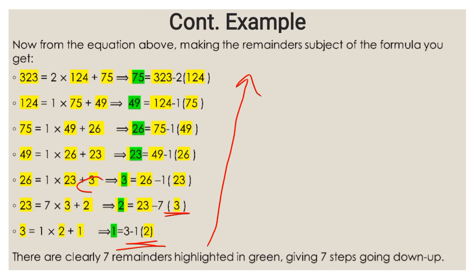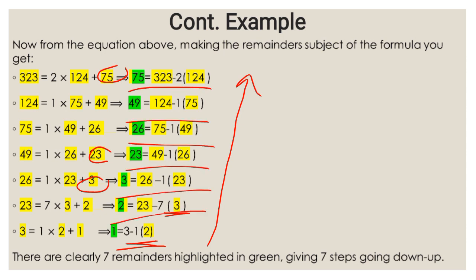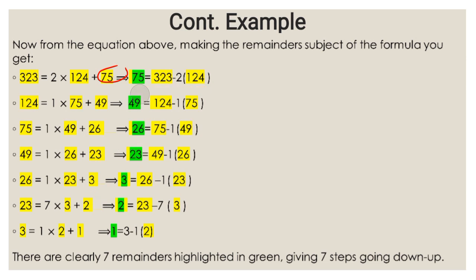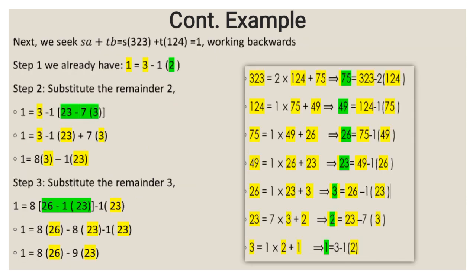I made this also the subject of the formula. I did the same for each one of them till I got to this one, making them subject of the formula, working backwards. You see that? So I want you to carefully note that and remember to do that, because that's what you will be working with. So you keep this aside and we would use it shortly. Our target again is to find the sum for SA plus TB. We know the GCD is 1, so we're working backwards.